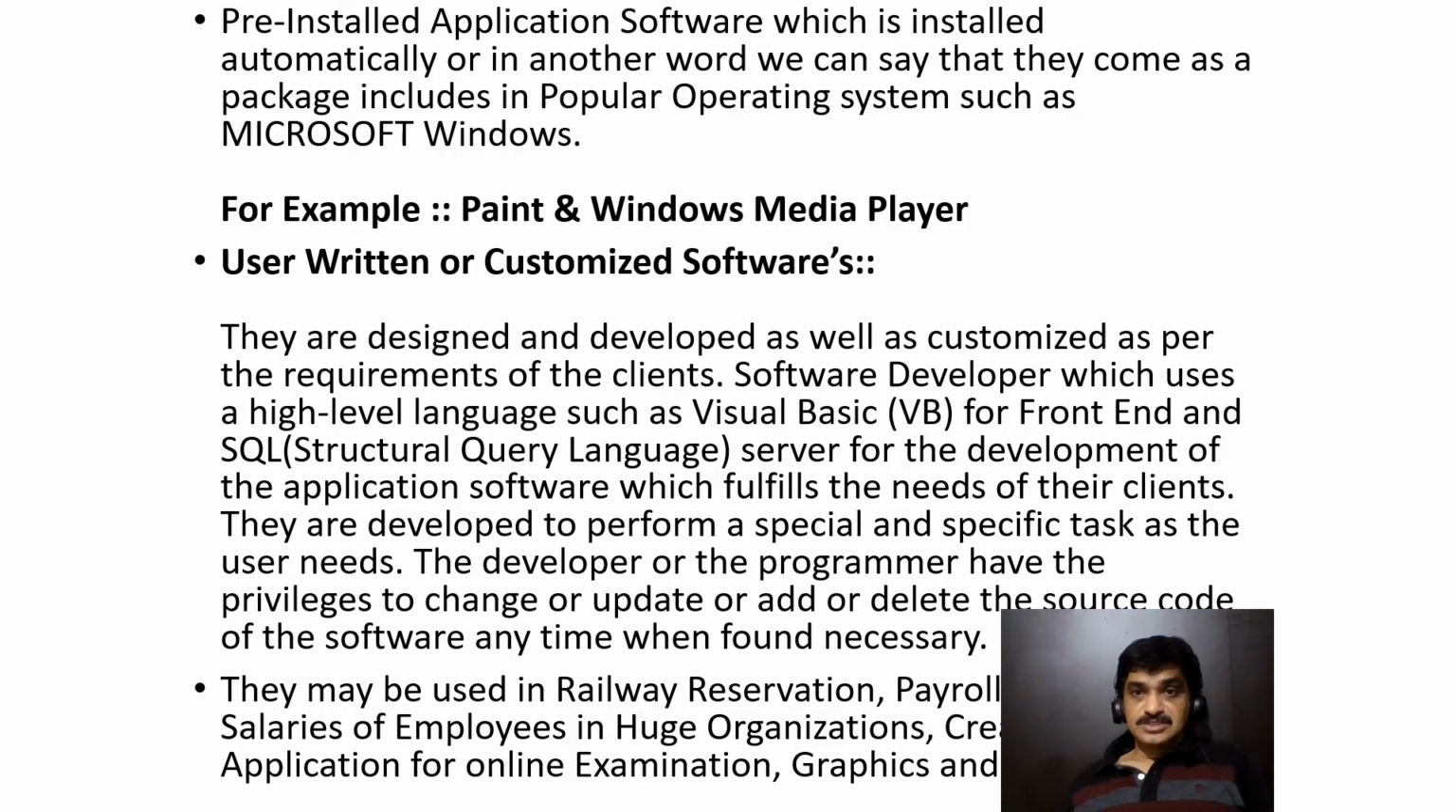Pre-installed application software is installed automatically, or in other words, they come as a package, with a popular operating system such as Microsoft Windows. That is what I discussed there. Windows 10 is the operating system, and Microsoft Office is application software. These are bundled together, for example Paint and Windows Media Player. User-written or customized softwares, right? So this paragraph again reads the same. They may be in railway reservation, payroll, calculating salary of employees, everywhere. This is useful.